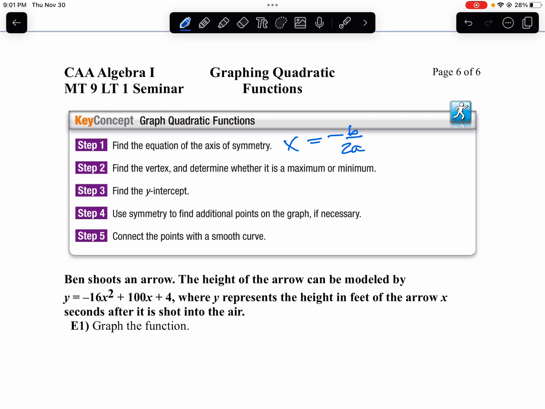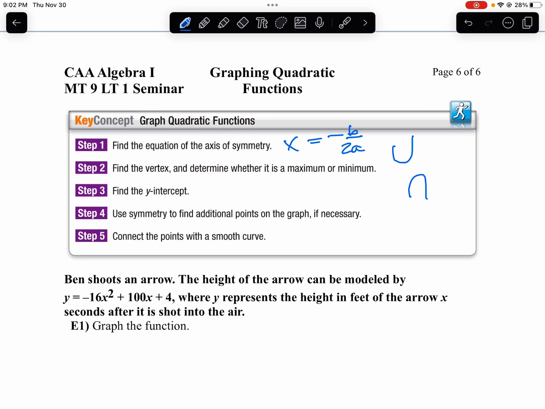Then you're going to find the vertex by substituting that value in, so you're probably going to have to use a calculator quite a bit on this, especially if the numbers are complex. Then you're going to find the y-intercept, and you're going to use symmetry to plot additional points, because remember, we know if it's a quadratic, it's going to be a parabola, opening up or opening down. The width is what we're going to find out. And then we're going to connect the points with a smooth curve. And you might have to make a table to find some others.